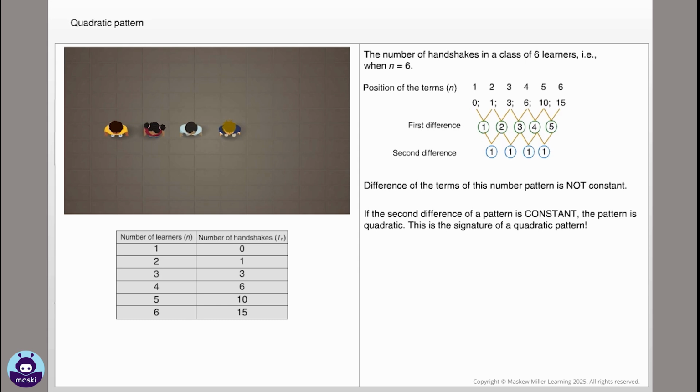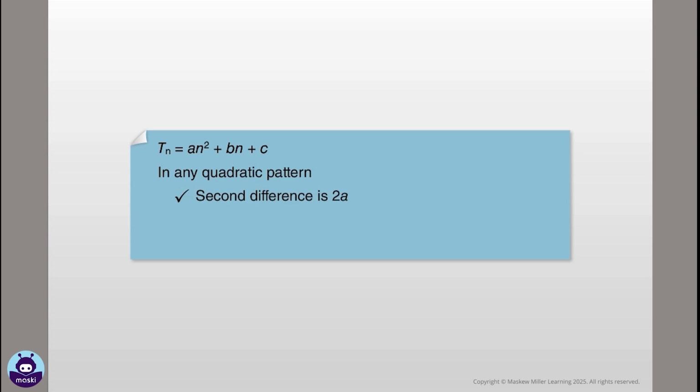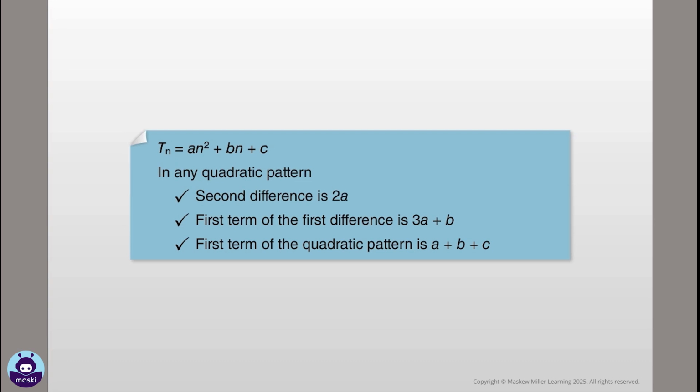The general term for a quadratic pattern is Tn equals an square plus bn plus c. Second difference is 2a. First term of the first difference is 3a plus b. First term of the quadratic pattern is a plus b plus c.